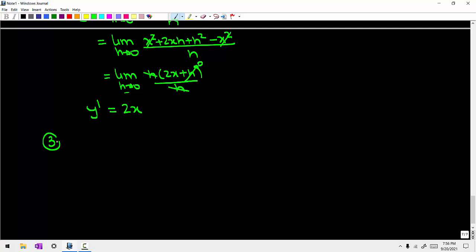So if you do the same thing, it's 4. If I give you y is equal to x cubed, so this is going to be my function now.